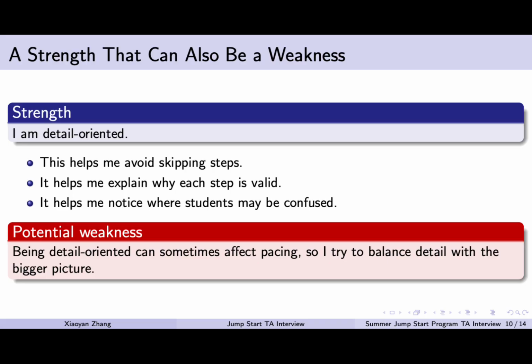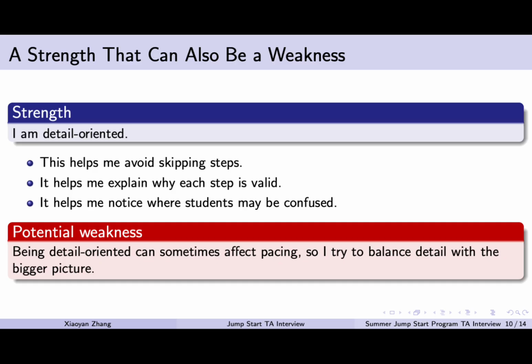A strength that might also be a weakness is that I am a very detail oriented person. As a TA, this is helpful because I am careful about not skipping steps. In the teaching problem, for example, I would not simply say square both sides. I would explain why we isolate the square root first, why 2x squared becomes 4x squared, and why we need to check for extra solutions.